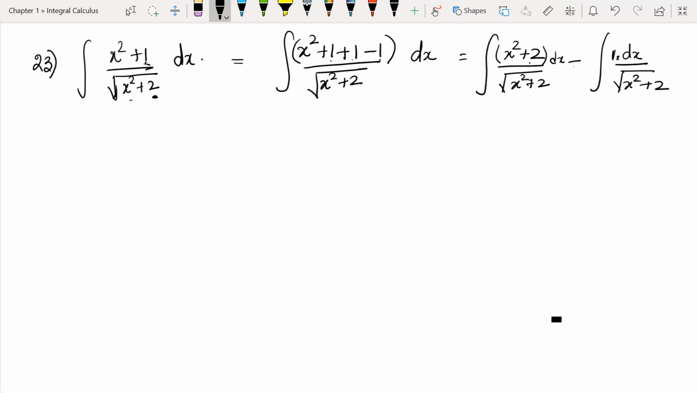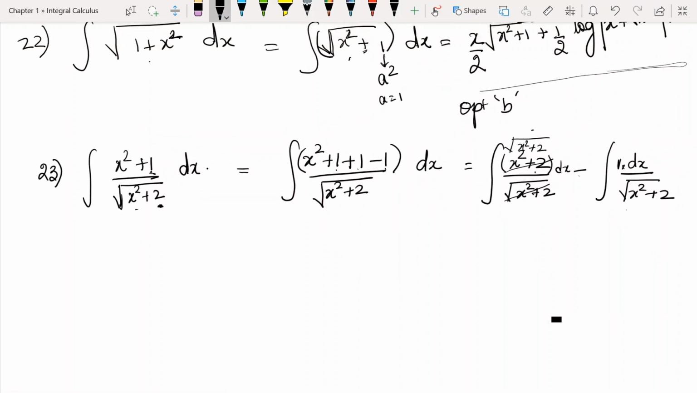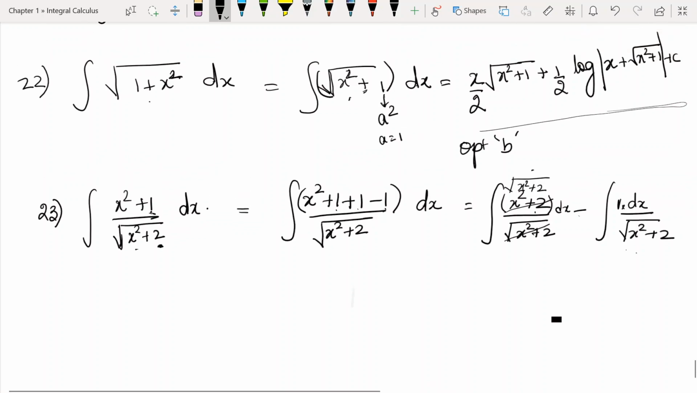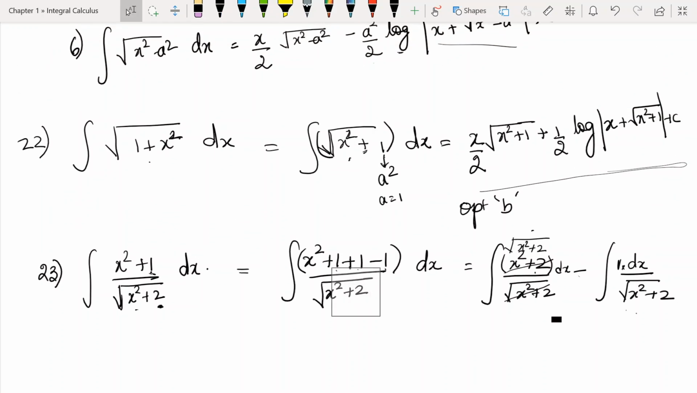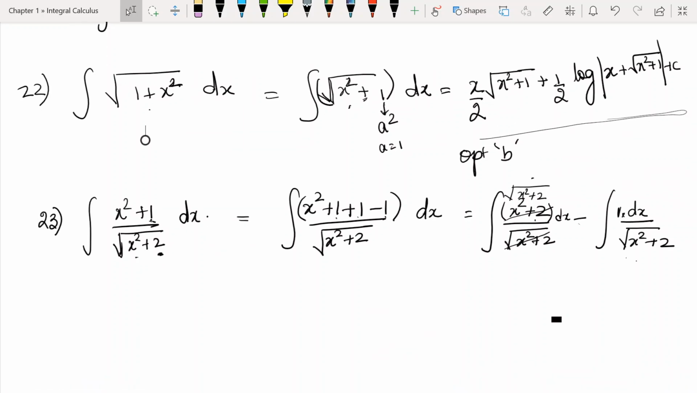Now these two terms we can cancel comfortably and we can rewrite here as root of x square plus 2. And this is nothing but dx divided by root of x square plus 2. Now we have the formula for this as well as this. What is the formula for this? Look at this term. Whatever formula we have done here, the same thing is applicable here also. So let me just solve this part first.